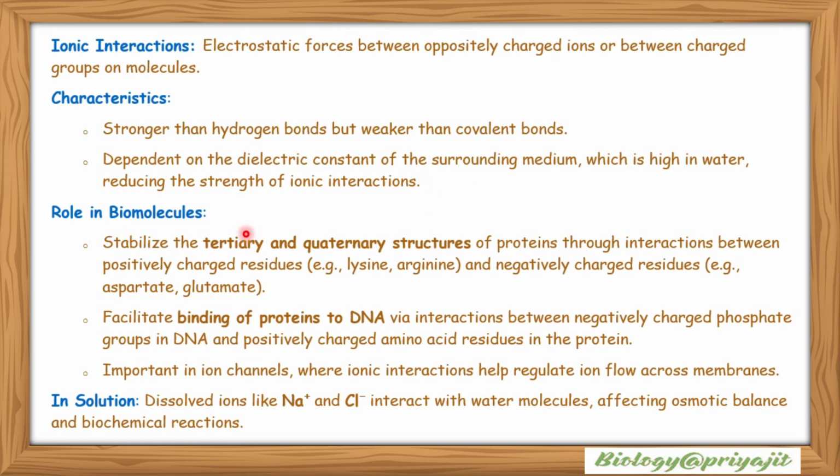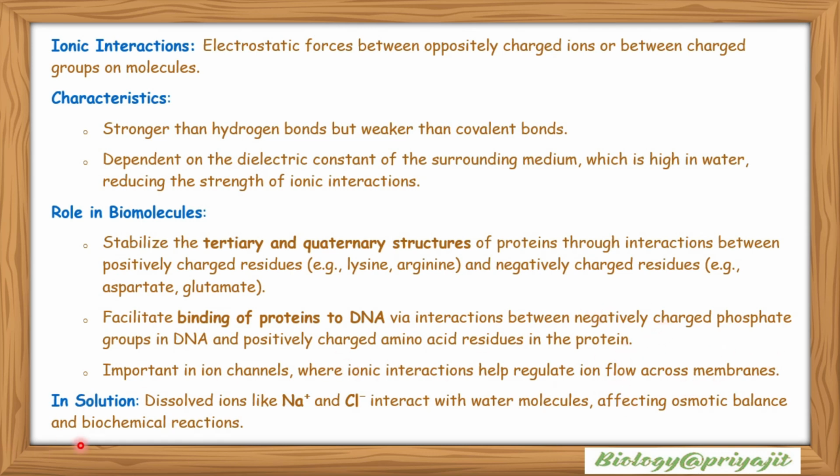Role in biomolecules, it stabilizes the tertiary and quaternary structures of proteins through interactions between positively charged residues and negatively charged residues. It facilitates binding of proteins to DNA via interactions between negatively charged phosphate groups in DNA and positively charged amino acid residues in the protein. It is also important in ion channels, where ionic interactions help regulate ion flow across the membrane.